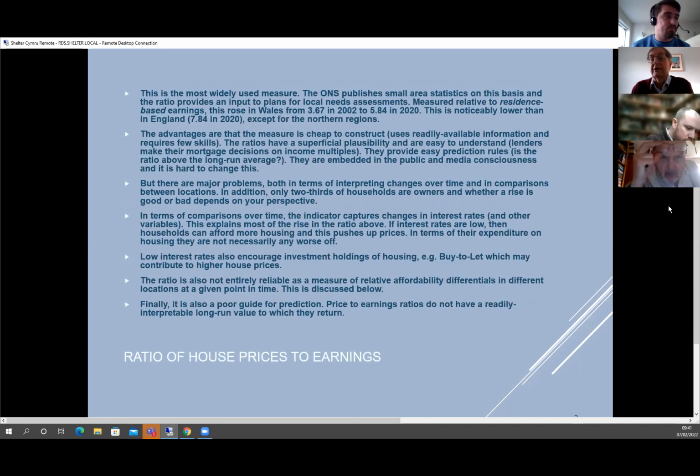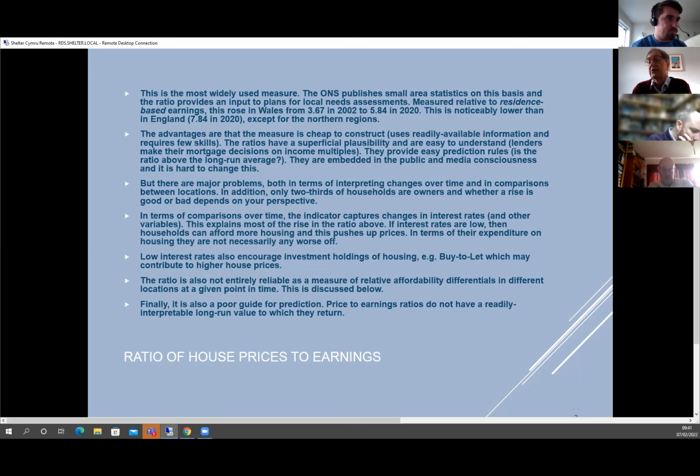Okay. So the first one, commonly known as price to earnings ratios, and this is by far the most commonly used in this country, and I believe it's recommended in Wales as well. The ratio is usually defined in terms of medians these days, median income and median house prices, but sometimes it's also defined in terms of lower quartiles as well. One advantage is that the data are regularly published by the Office for National Statistics, and they're provided down to local authority level.